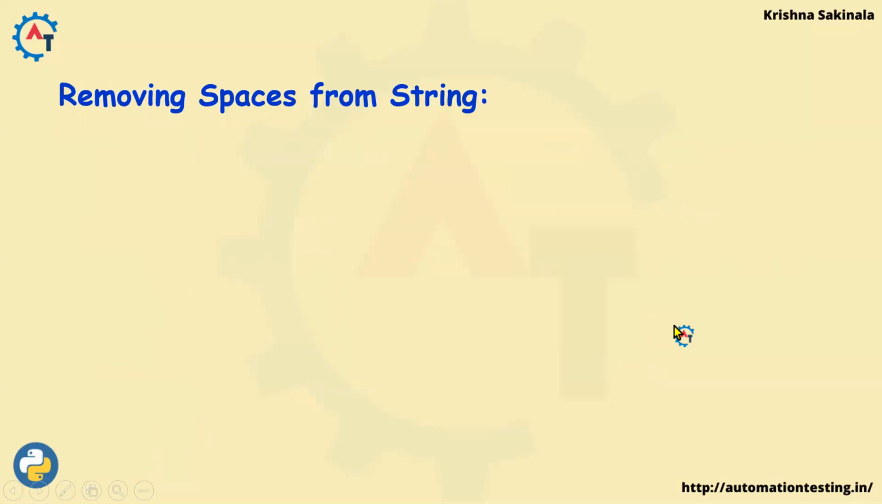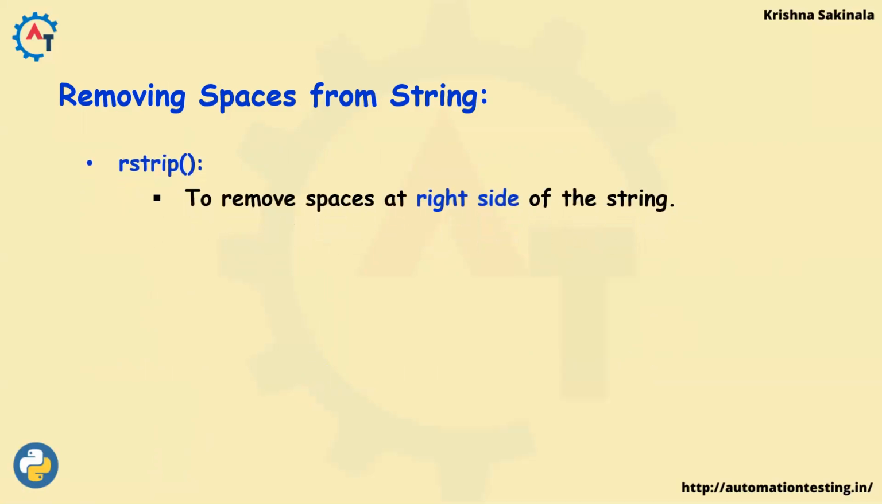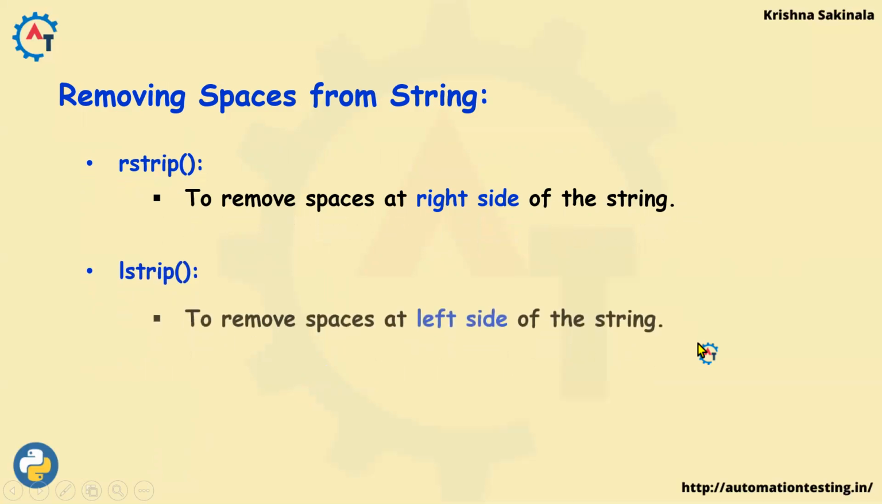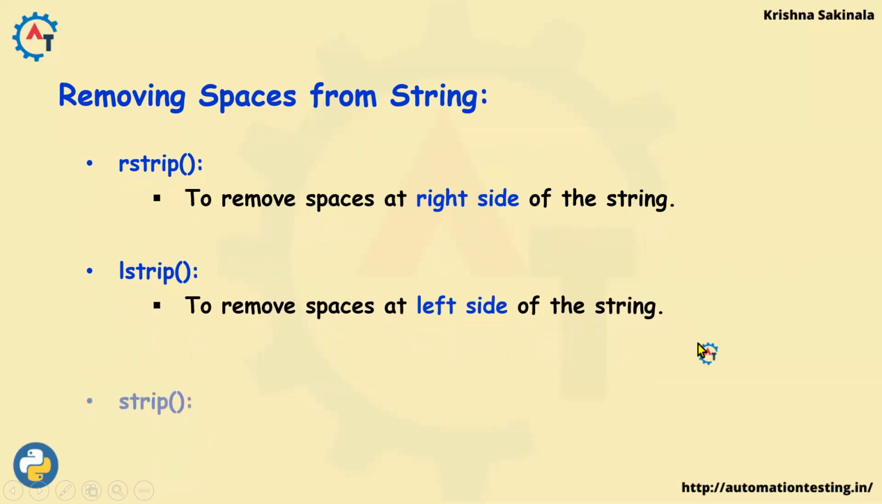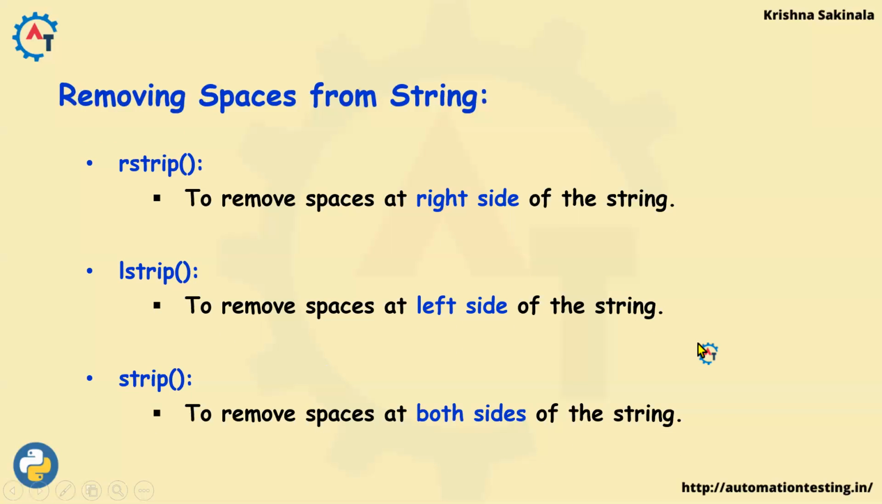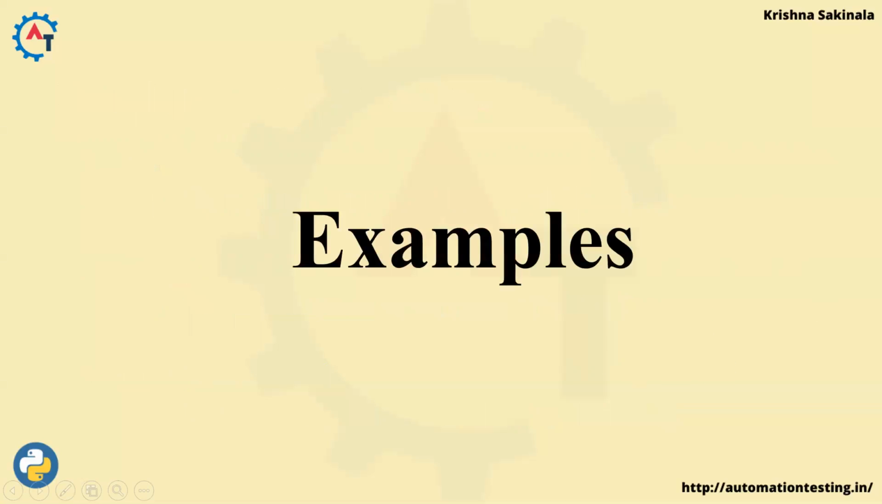So removing spaces from the string. rstrip is used to remove spaces at the right side of the string. rstrip means right strip. The same way, lstrip is used to remove spaces at the left side of the string, and strip is used to remove spaces at both sides of the string. Means strip is rstrip plus lstrip. Okay. So we'll see by taking some examples.